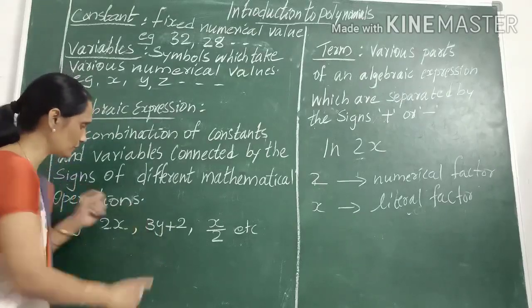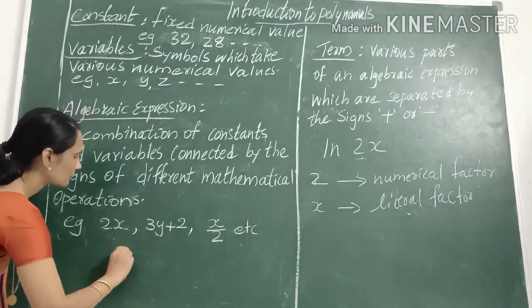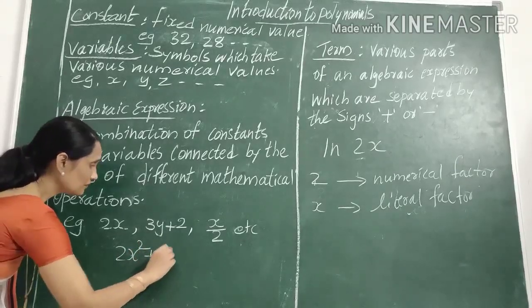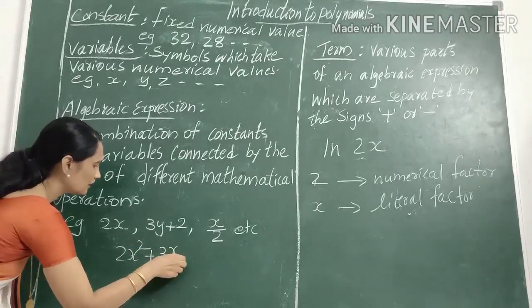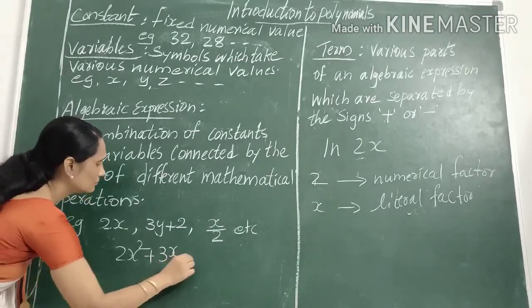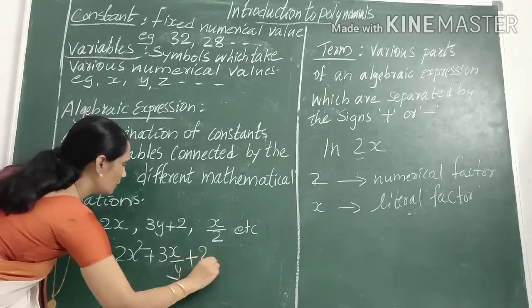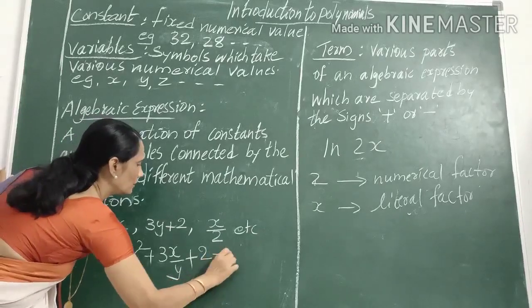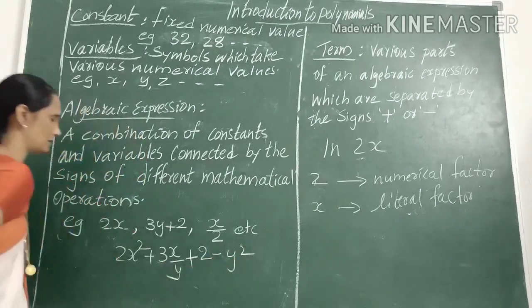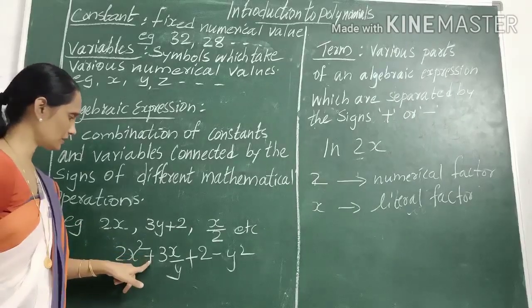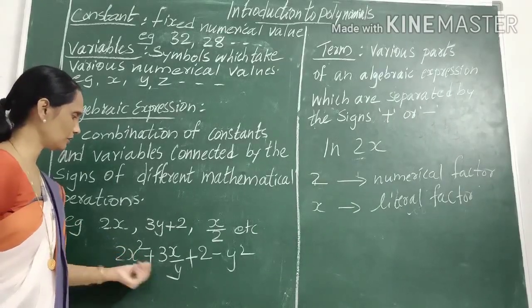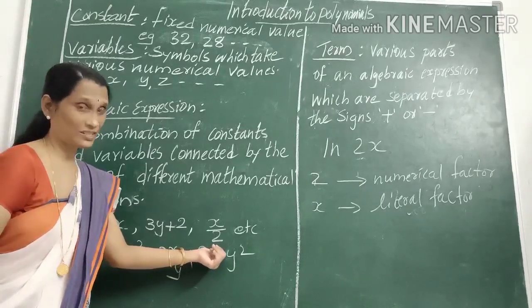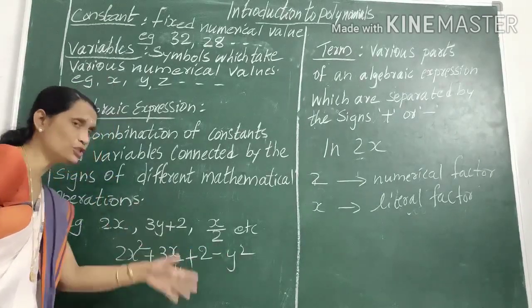We can use all the 4 operations also in one expression. If I write like this, 2x square plus 3x by y plus 2 minus y square, I use the plus, the multiplication, the division, and also subtraction. Like this, all operations we can show.